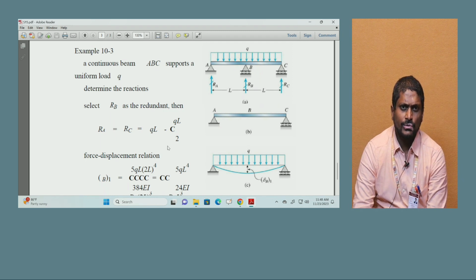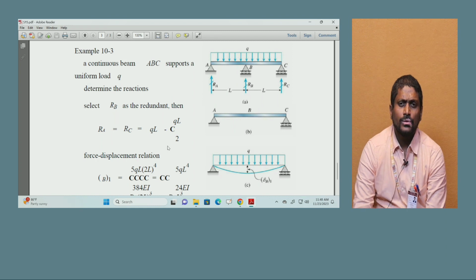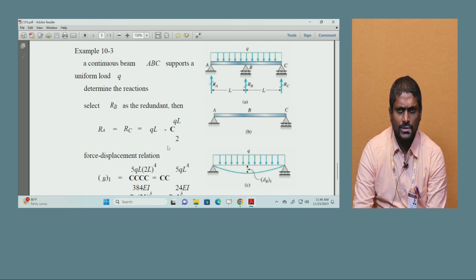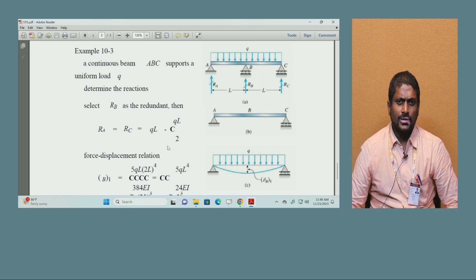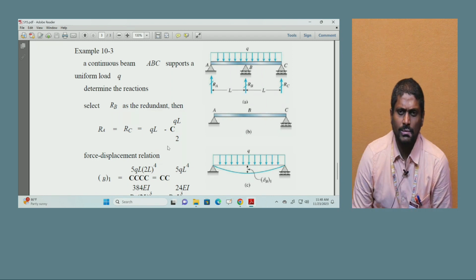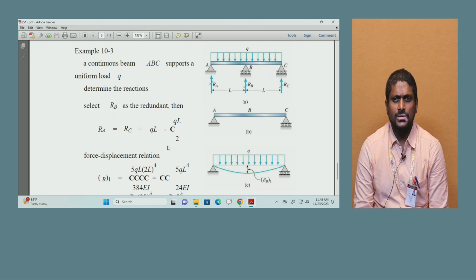In this session, I am going to discuss the analysis of the continuous beam using the equation of three moments, that is Clapeyron's theorem, which was discovered by Clapeyron. That is where the name Clapeyron's theorem has come from. Otherwise, the other name is the equation of three moments.